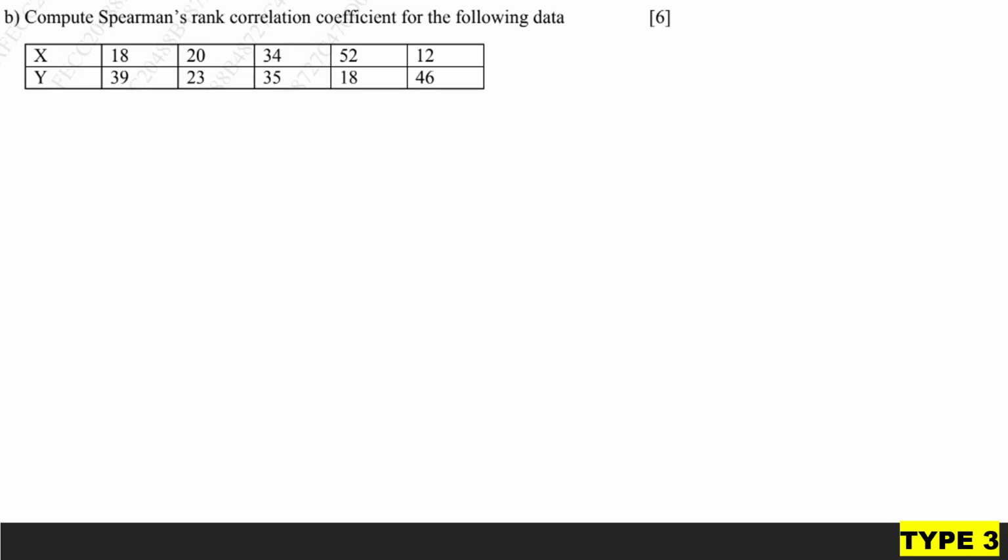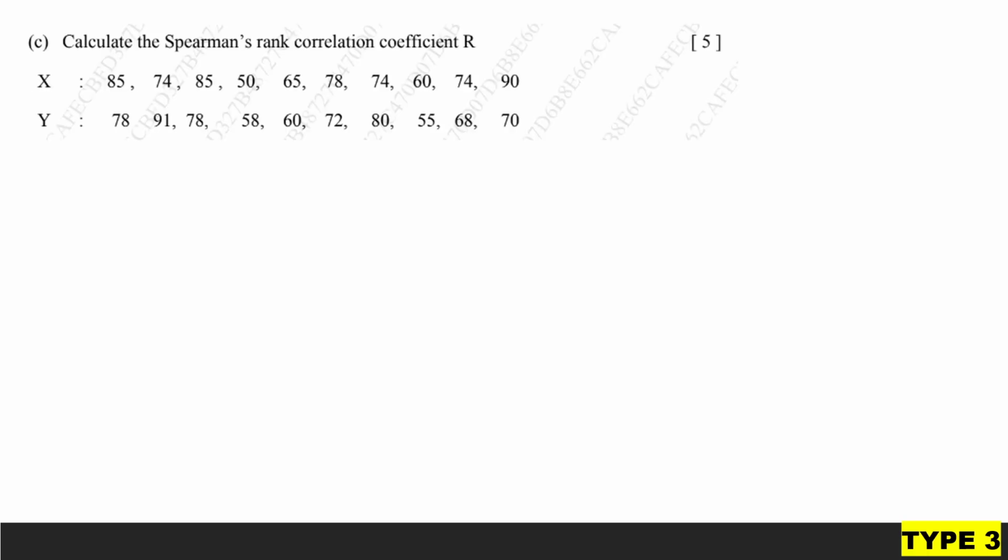And with respect to Spearman's, you will again have the same type of questions. If you observe this is non-repeated data, you can try it on your own. This was asked for 6 marks, and this is again a repeated data. And this was asked for 5 marks. So a little lesser for 5 marks.